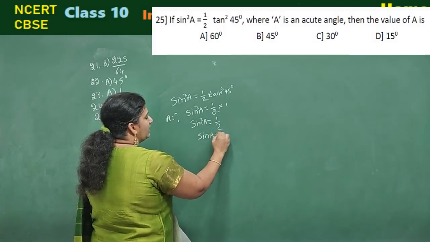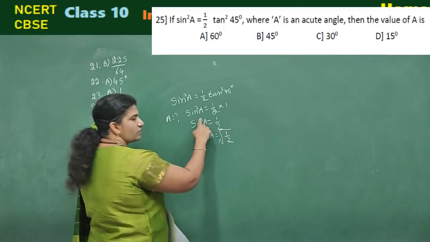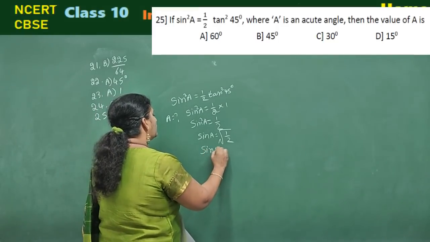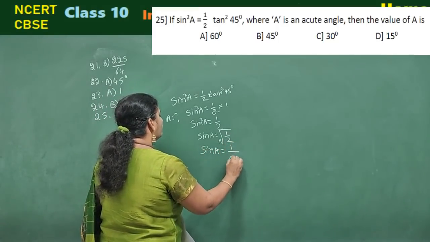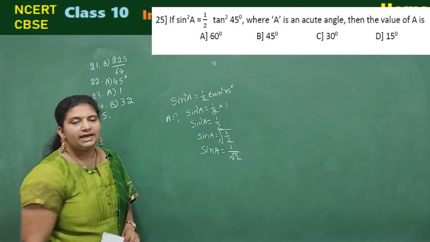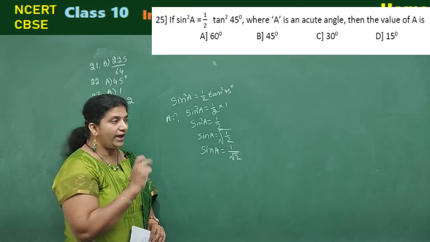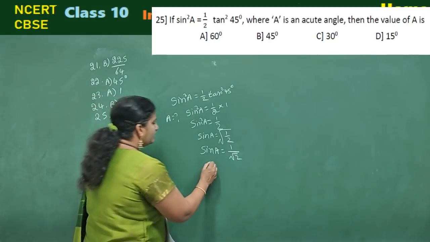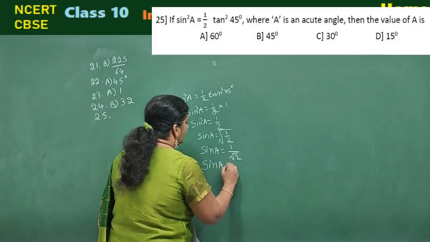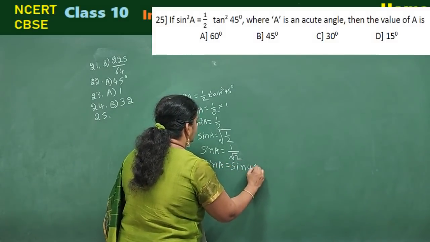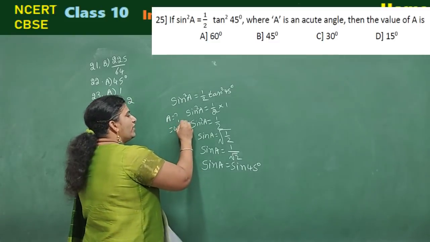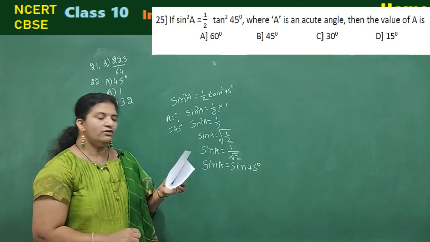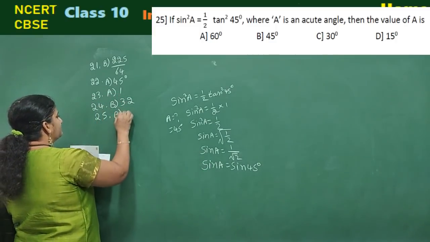Sin A is equal to square root of 1 by 2. This square is under the square root. Sin A is equal to square root of 1 will be 1, square root of 2 will be square root of 2. In the sine trigonometric ratio table, where do you get 1 by root 2? Yes, 45 degree. That means sin A is equal to sin 45 degree. Therefore, A is equal to 45 degrees is your answer. Check the options here. Option B, 45 degree is your correct answer.